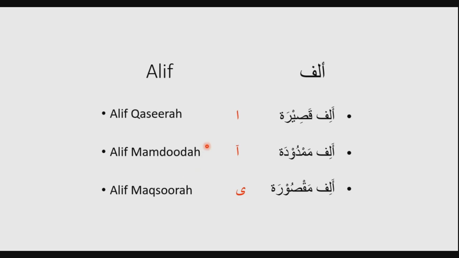Let's go on with alif. Alif is of three types. It has three different forms, but it's pronounced the same. Alif qasira is the normal alif, and alif mamduda is the alif al-mad. The small line above it is the mad, so it is to be elongated. And alif maqsura just looks like a ya, but it is pronounced like alif.